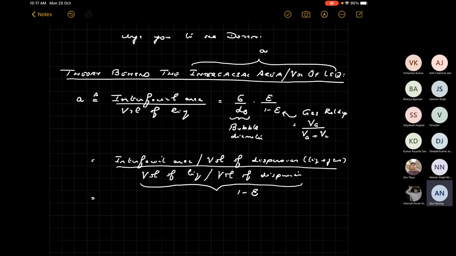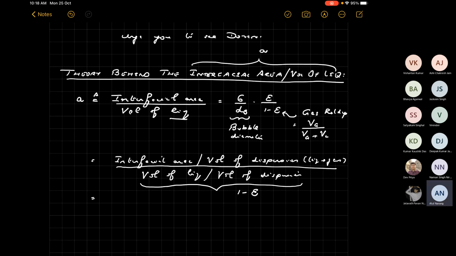So I'm saying that by the definition of A is interfacial area, that is to say, the area of the gas liquid interface per unit volume of the liquid only. Even though I have a gas dispersion where there's liquid and gas, I am basing the interfacial area only on the volume of the liquid. The reason for this will become clear when we take the mass balance ultimately, because this is sort of forced on us.